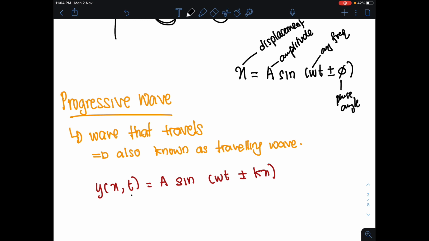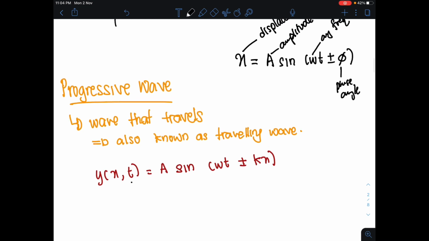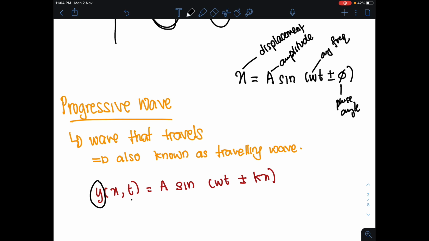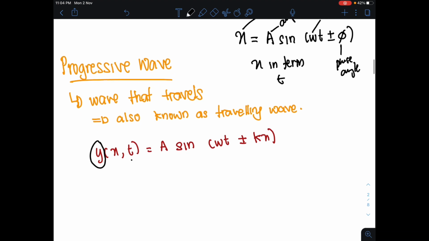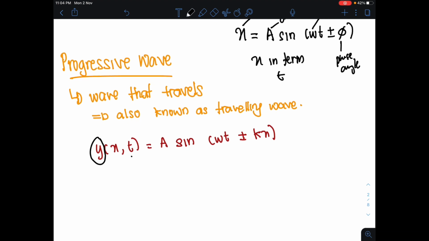So dalam chapter 10 pula, kita punya equation, kita guna y. Okay, we are going to use y. Dalam chapter 9, kita guna x in terms of t. Tapi dalam chapter 10, kita akan guna y in terms of x dan juga t. So your y here is in terms of x and t, di mana your y here is the displacement now. Y yang akan jadi displacement, and this displacement, to be more specific, is known as the displacement of particle from the equilibrium point. Okay, it is from the equilibrium point.